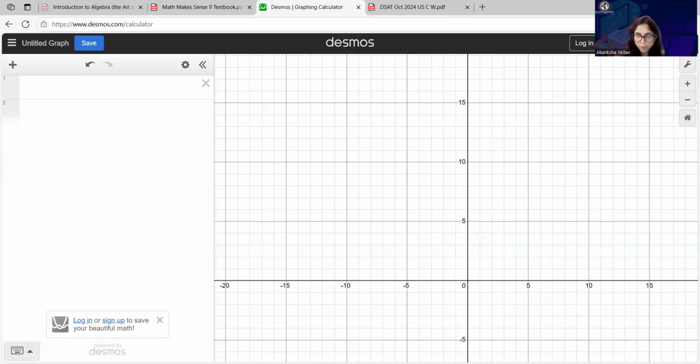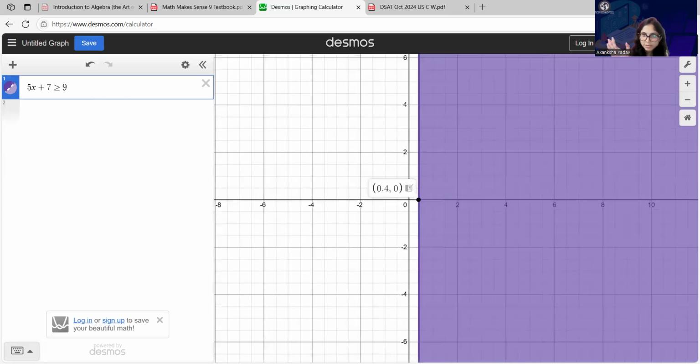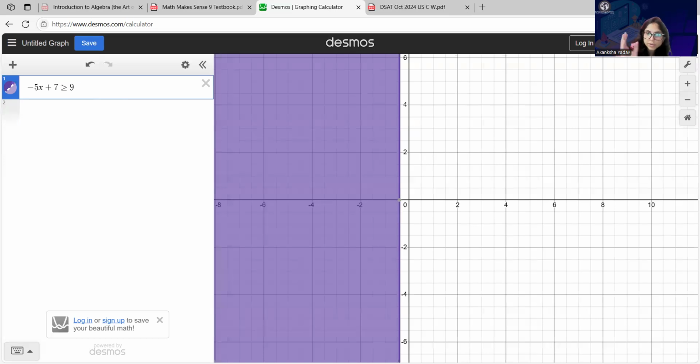Same way you can solve for inequalities. For inequalities, you write the same thing. So from here, you can see 0.4 and it's everything beyond 0.4. So it's greater than or equal to 0.4. If it's on the right, it's greater. If it's on the left, it's lesser. For example, if I make it like this, now you can see it's less than because you're going to the left.